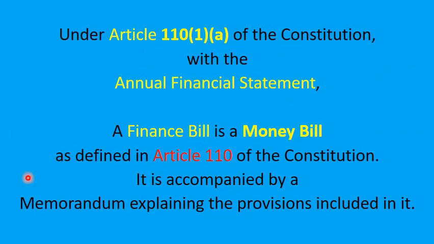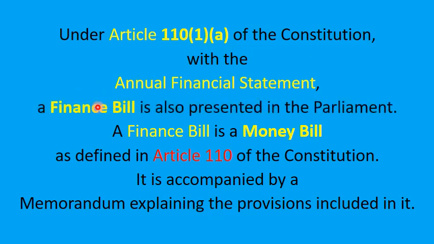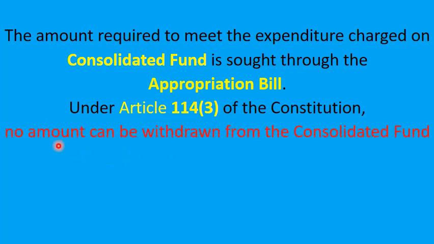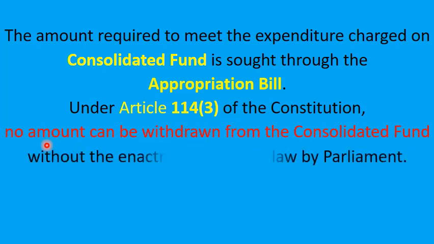Under Article 110(1)(a) of the Constitution, with the annual financial statement, a finance bill is also presented in the Parliament. A finance bill is a money bill, as defined in Article 110 of the Constitution. It is accompanied by a memorandum explaining the provisions included in it. The amount required to meet the expenditure charged on consolidated fund is sought through the appropriation bill. Under Article 114(3) of the Constitution, no amount can be withdrawn from the consolidated fund without the enactment of such a law by Parliament.